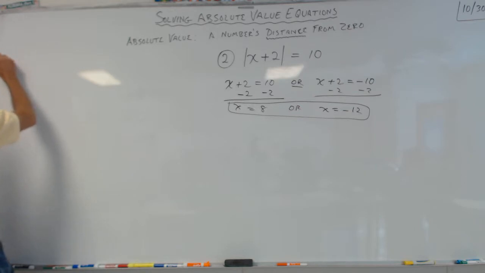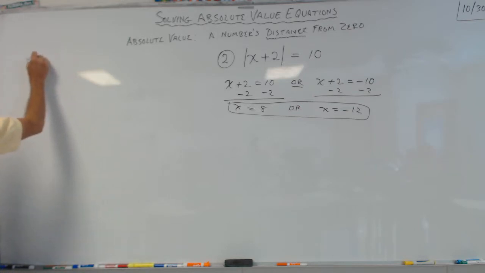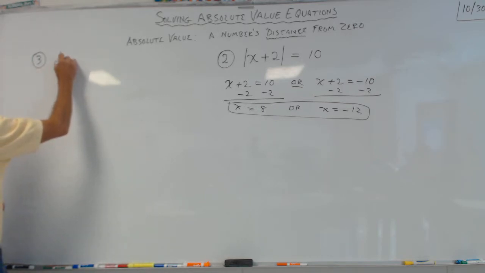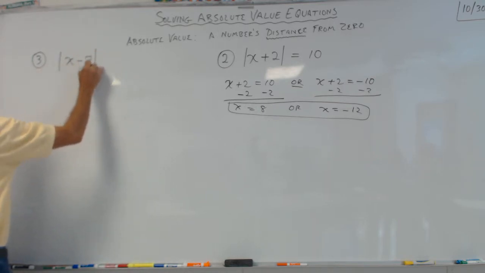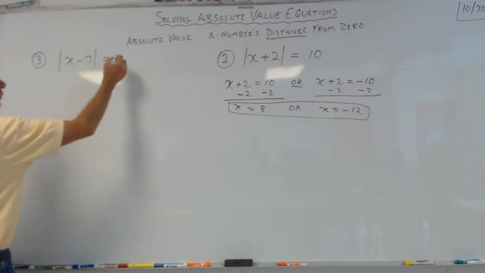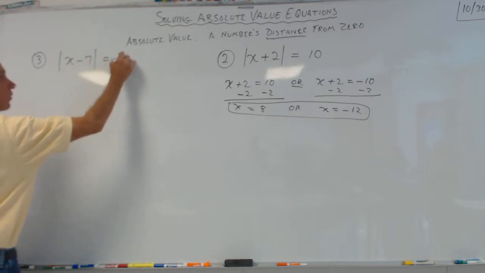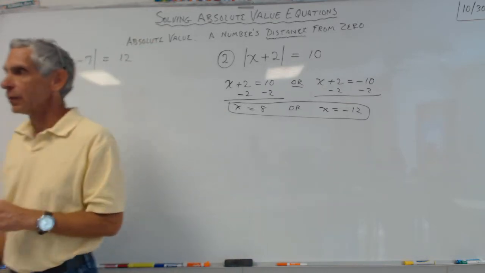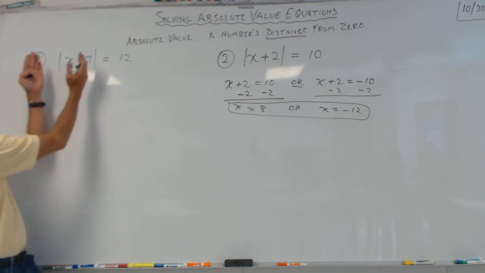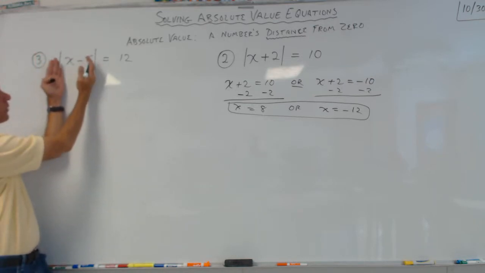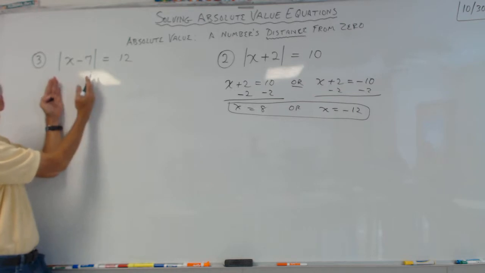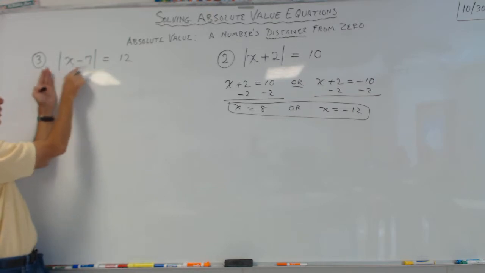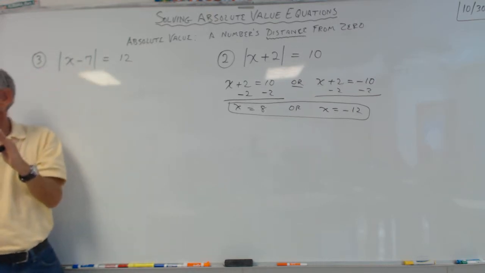Let's see here. Where does this board end? Okay. Number 3. Let's say I give you the absolute value of x minus 7 is equal to, I don't know, 12. We'll just try a couple just to make sure you're really comfortable with it. So I know that x minus 7 could be positive 12 or negative 12, because the absolute value of positive 12 is 12, and the absolute value of negative 12 is 12.